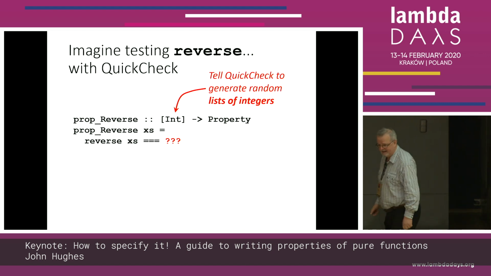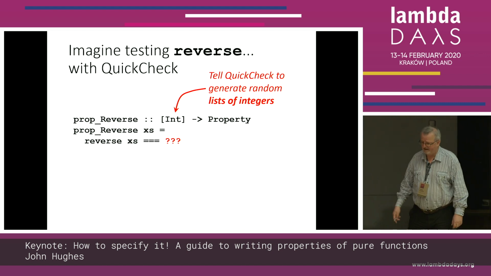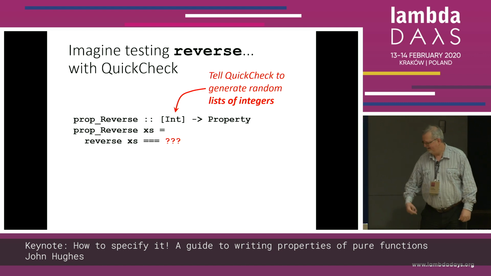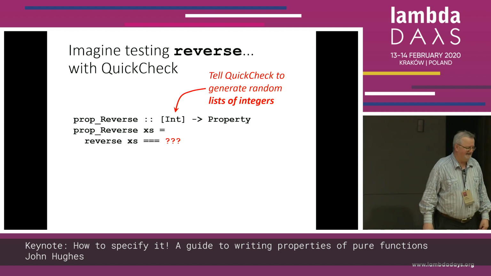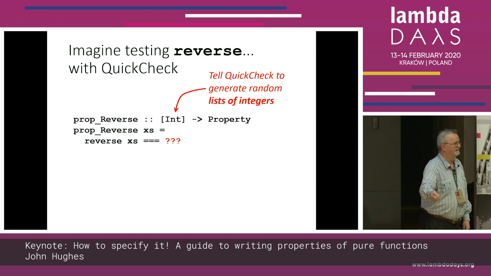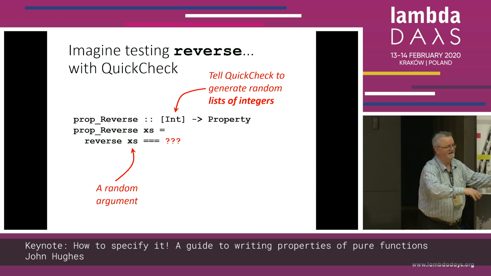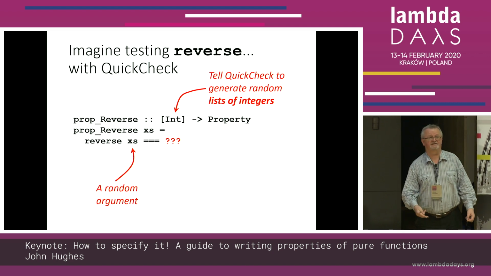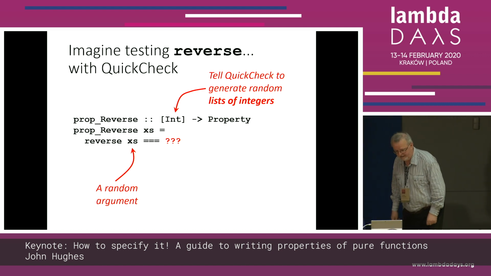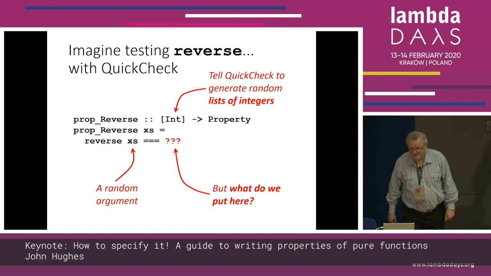Excellent. You'll notice that even though reverse can reverse lists of any type, I've written a type signature here, list of integers. And the reason I've done that is I need to tell QuickCheck what kind of test data to generate. So you'll see some type signatures. They're there just to choose test data. And I'm going to use lists of integers because why not? Integers make quite good test data.